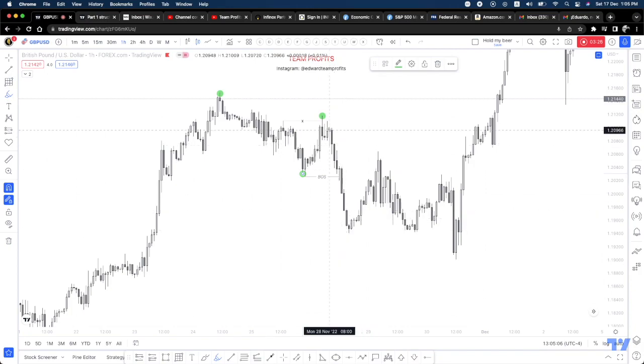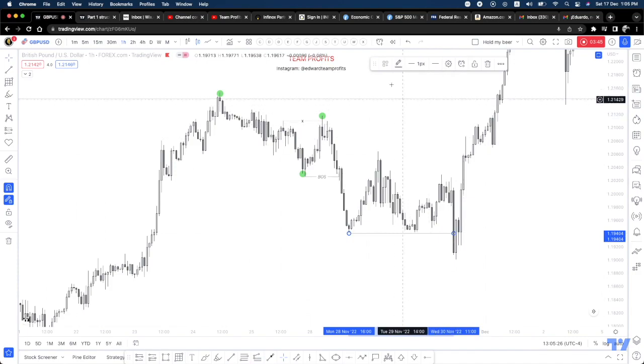Right here, what do we have? After the break, it pushes up, but is it inducing anything? It's not inducing anything. Right here is not inducing anything. So, what is the market doing? Hold on. Right here. What did the market do here?